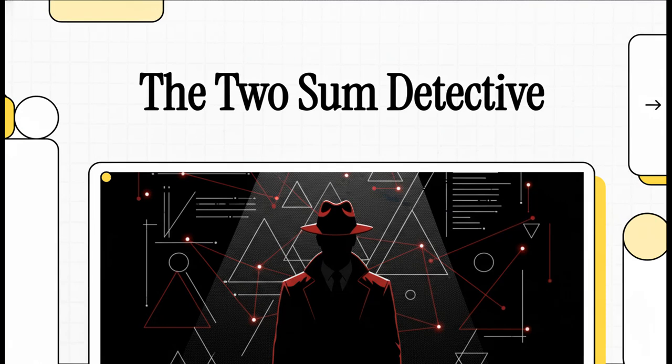Have you ever found yourself just guessing? You know, writing code, running it, seeing if it works, and then tweaking it over and over again? Well, if that sounds familiar, you're in the right place. Today, we're throwing that whole process out the window.